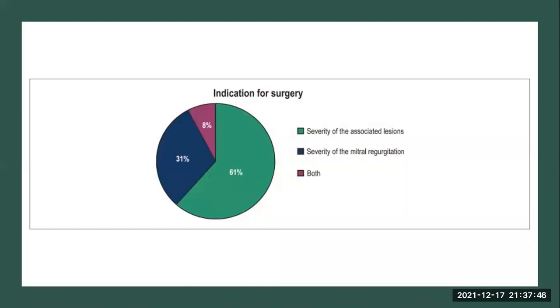And the indication for surgery in case of cleft, it is mostly when we have a severity of associated lesions. The severity of the associated lesions with cleft will give us an idea to go for surgery or not. Okay. Of course, the severity of the mitral regurgitation will come in second place.